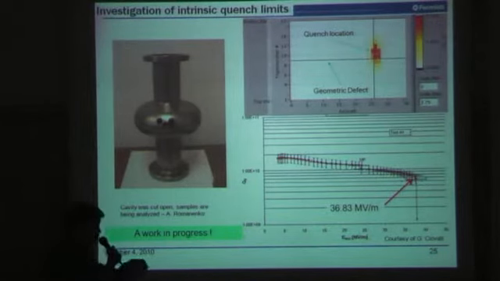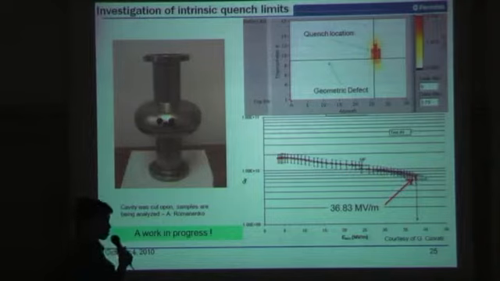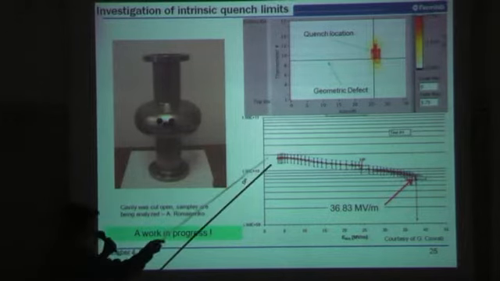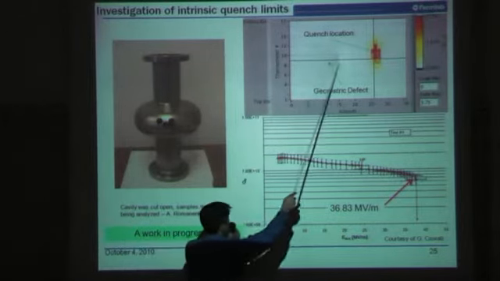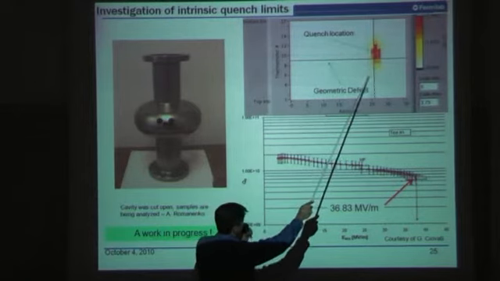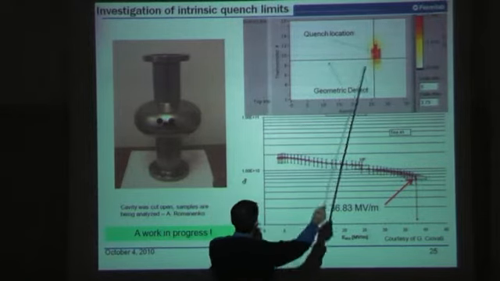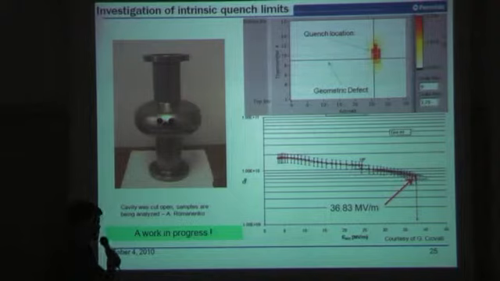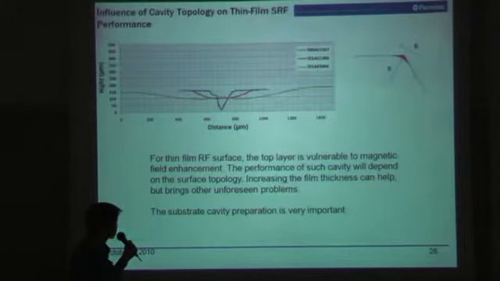So now that we said surface roughness or surface feature is a secondary role, what's the first role? That's what Alexander Romanenko is doing. We got this cavity tested, and the geometric defect shows no quench. The quench actually happened at other locations, so he's cutting this cavity out to do surface analysis. I'm not sure if he's going to show these results tomorrow. Maybe he will. So that's work in progress.